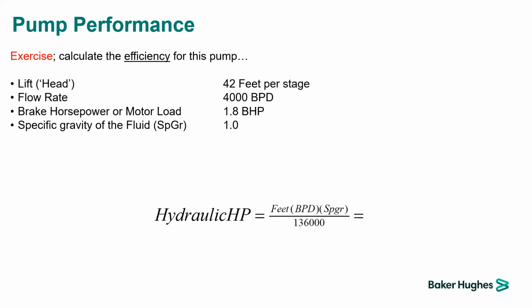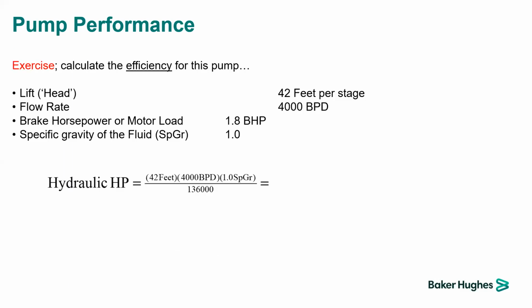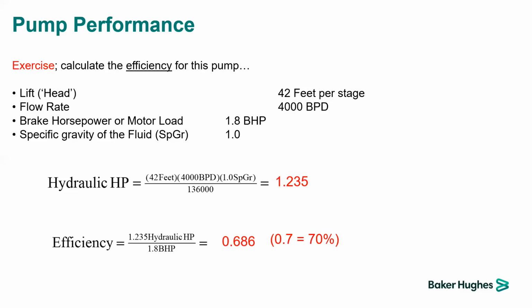So the hydraulic horsepower will be 42 multiplied by 4,000 barrels per day multiplied by the specific gravity, divided by 6,000. You get a hydraulic horsepower of 1.23, and you divide it by 1.8, which is the brake horsepower. That means your efficiency is almost 68.6%, which is close to 70%.